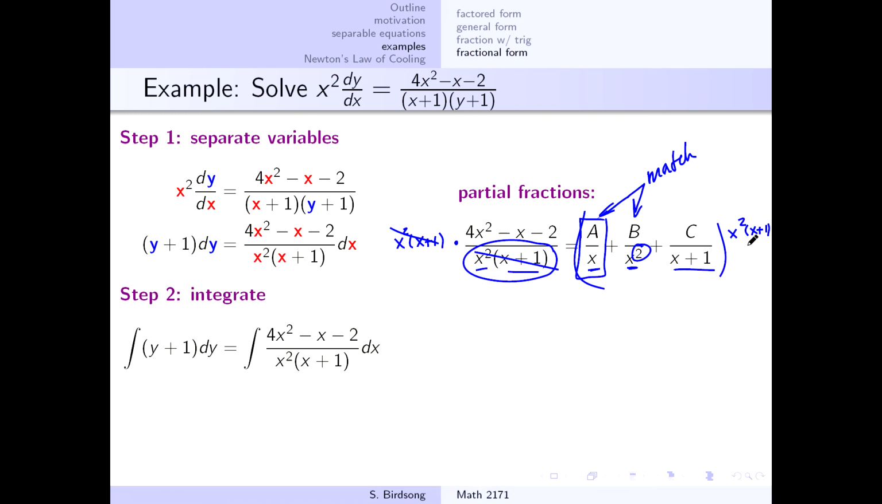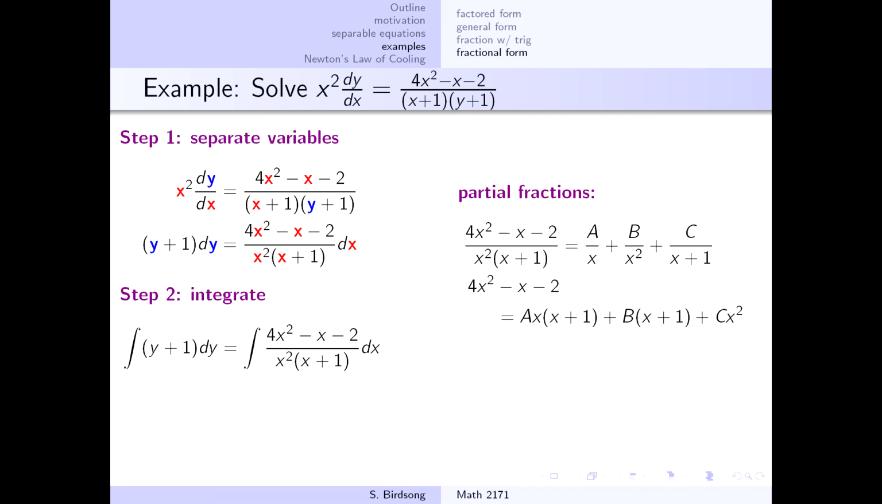So, when we multiply it on the right-hand side, we'll have A times x squared (x plus 1) over x. Notice one of the x's will cancel. Then, we'll have B times x squared (x plus 1) all over x squared. The x squareds will cancel, and for C, we'll have C times x squared (x plus 1) all over x plus 1. Here the x plus 1's will cancel. So, putting that all together, you'll get back the original numerator, and notice this was too long, so this is all supposed to be one line.